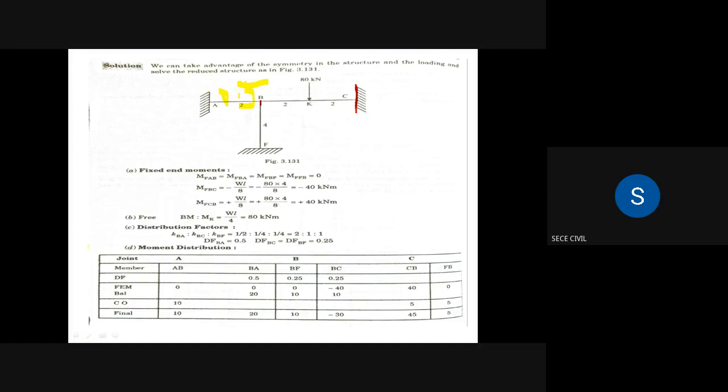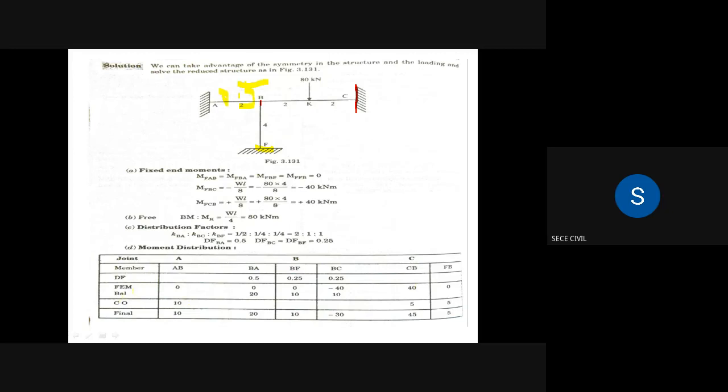After the joints, the members. At joint A, member AB; at joint B, members BA, BF and BC; at joint C, CB; and one more joint F, with member FB. Then the distribution factors we calculated: 0.5 for member BA, and 0.25, 0.25 for the other members. Then the fixed end moments we calculated: M of BC is minus 40, M of CB is plus 40.